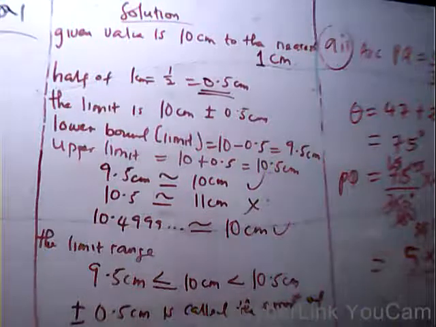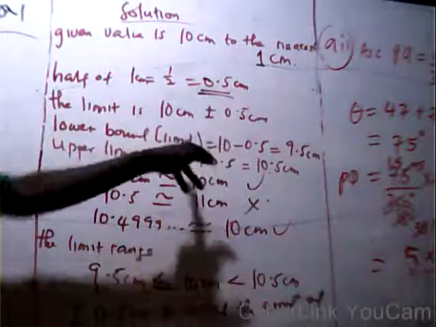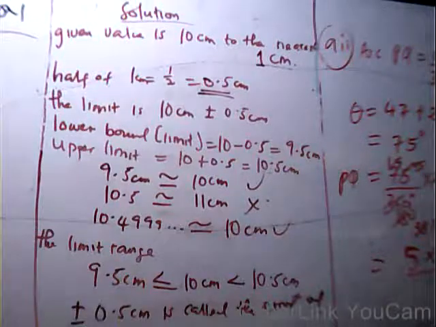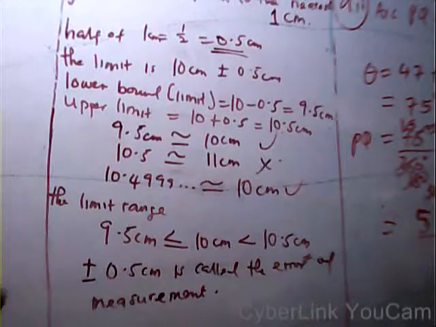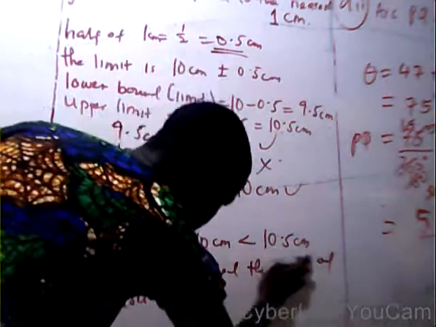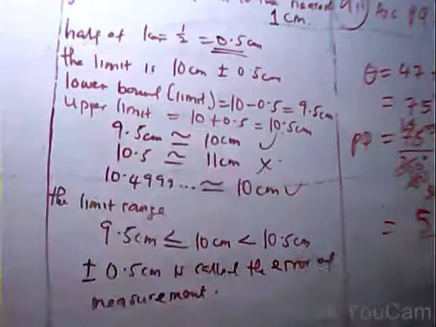Are you getting it? So this one is called the lower bound, this one the upper bound. So let's continue. It is called the error of measurement. Hope you can see it clearly.